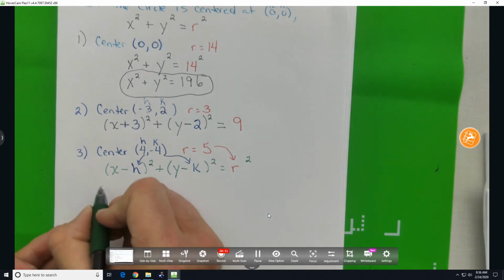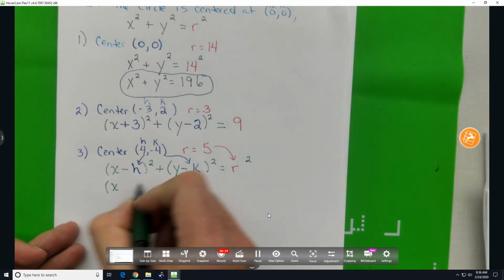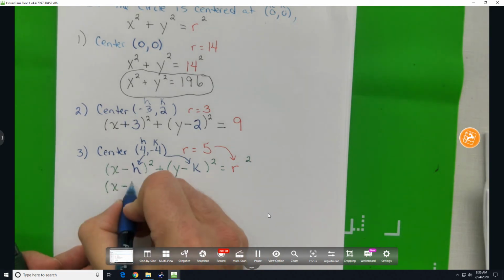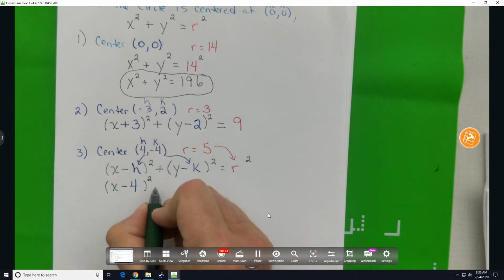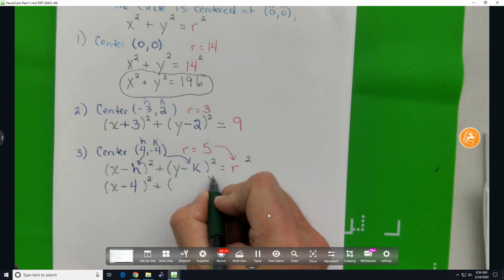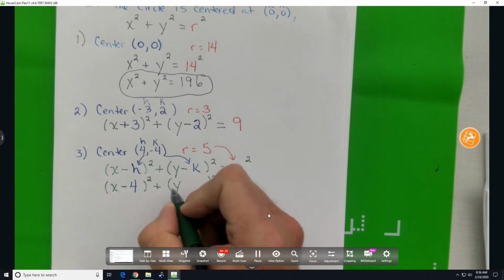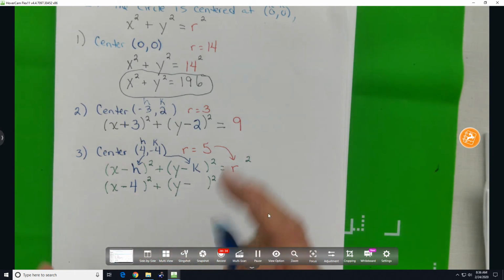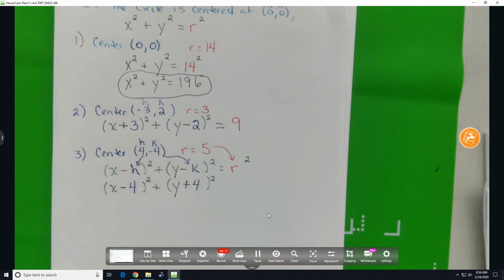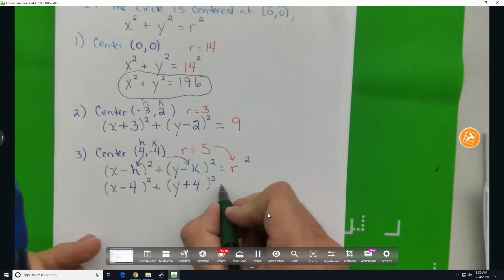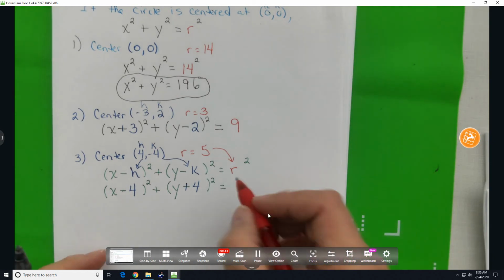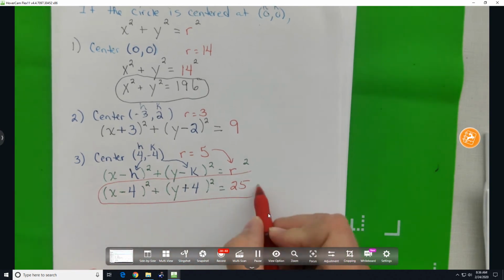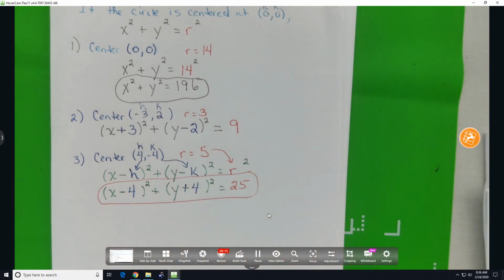So the first set of parentheses, is there going to be a minus or a plus in it? X minus 4. Did y'all hear that? Plus. Okay, here it's going to be a plus. It's Y. Minus a negative, so plus is right. I agree with that. Squared. Equals, what's the number on the right? 25. Good. So x minus 4 squared plus y plus 4 squared equals 25.